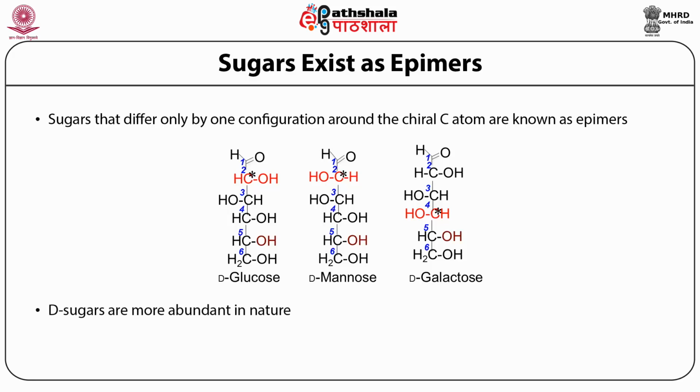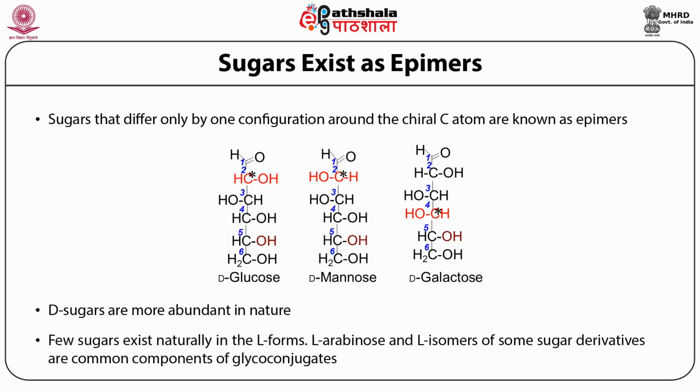D sugars are more abundant in nature, and very few sugars will exist naturally in the L forms. L-arabinose and L-isomers of some sugar derivatives are common components of glycoconjugates. So while most of the sugars that occur naturally occur in the D form, the L forms are rare, and you will usually find them only as some common components in glycoconjugates.